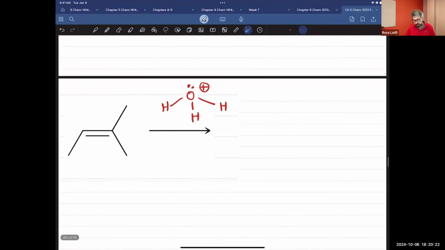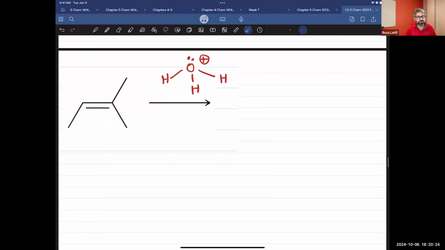The first step, or the initial step of the chemical reaction, is this. We have a double bond. This is the double bond. Next, let's assign the order of the carbons involved in this double bond. On the left side, we have a secondary carbon. On the right side, we have a tertiary carbon. Next, we have the acid, which is hydronium ion.